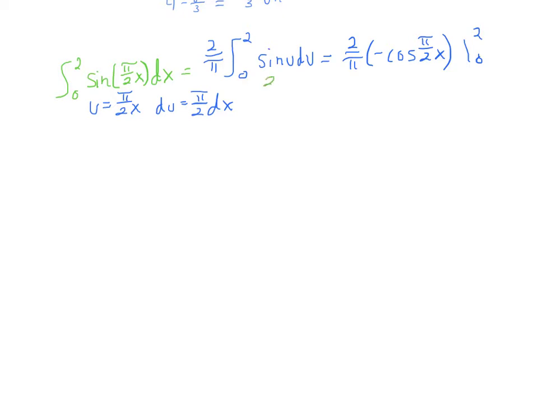So we have 2 over pi, and we can pull out a negative, times the cosine of pi, if I plug in a 2, minus the cosine of 0, which would give me negative 2 over pi times negative 1 minus 1, which gives me an answer of 4 over pi. And since this is volume, it'd be units cubed.